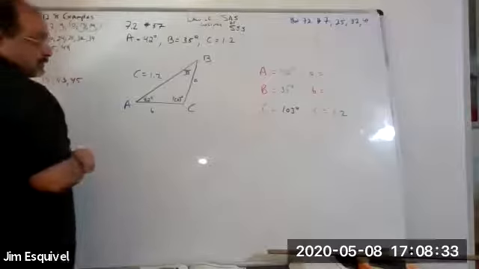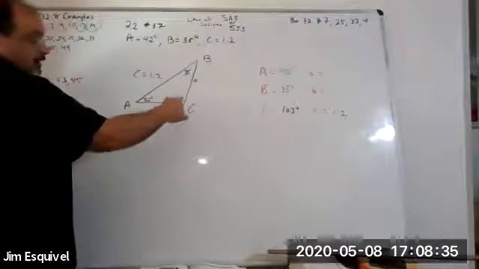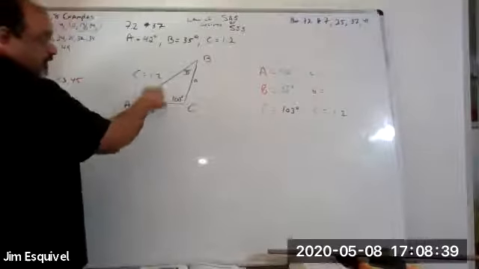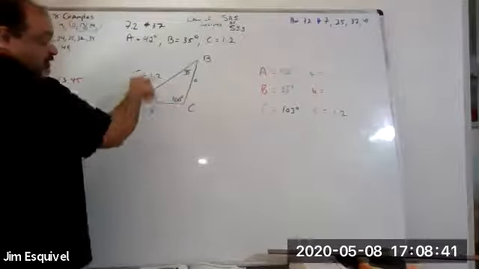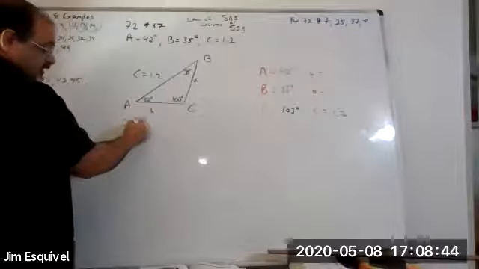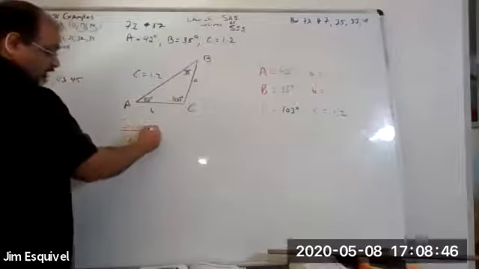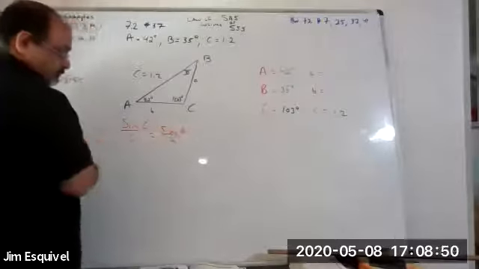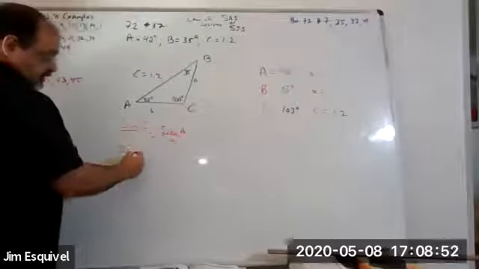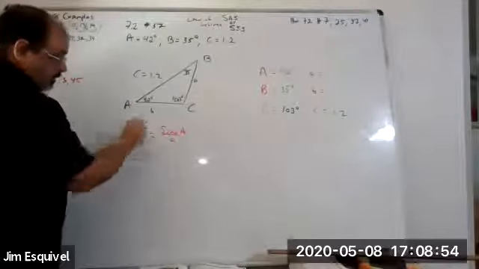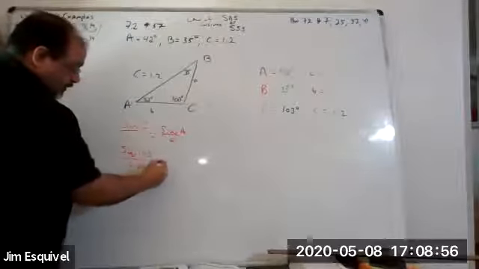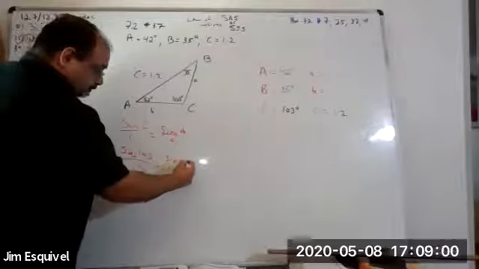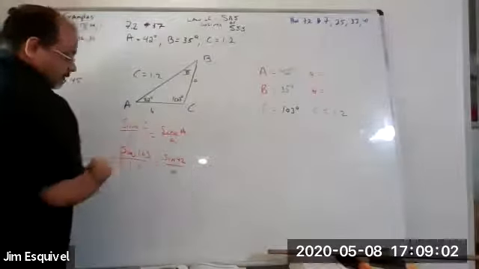Law of sines. Sine of C over 1.2. You need an angle and an opposite side to set up one ratio. The sine of C over c is equal to the sine of A over a. Let's just go in order. So the sine of 103 over 1.2 equals the sine of 42 over little a.